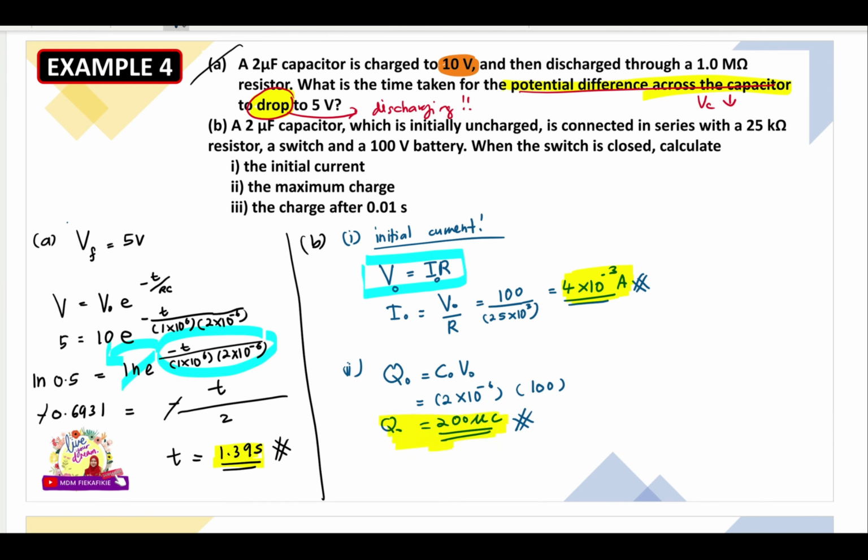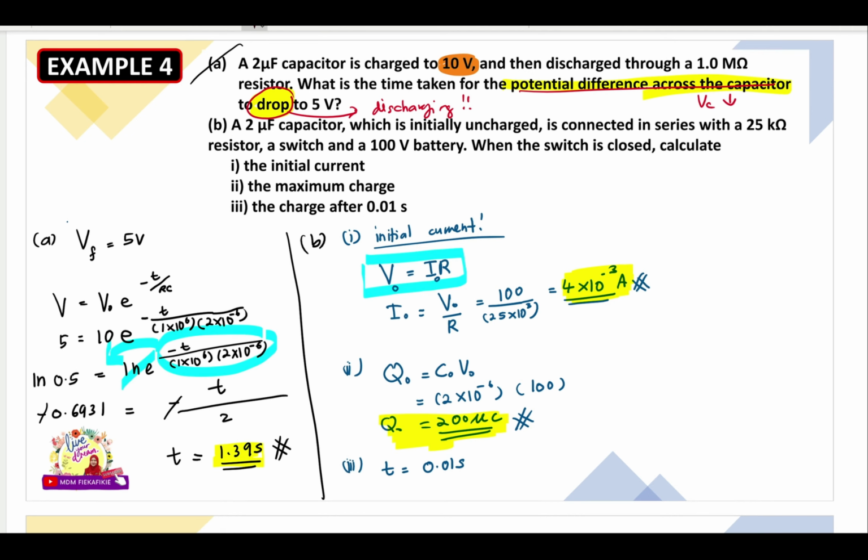And then next, number 3. The charge after 0.01 second, given that T is 0.01 second. Okay, jadi soalan minta kita kira charge in the capacitor untuk masa 0.01 second. So this is charging process. Kenapa saya kata charging process?